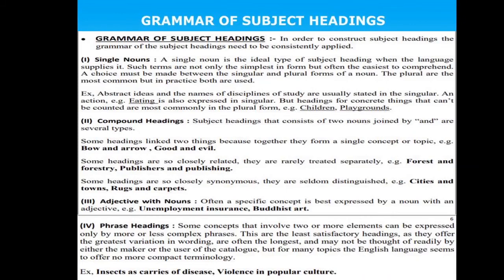Phrased headings: some concepts involve two or more elements that can be expressed only by a more or less complex phrase. The problem is that certain concepts cannot be expressed in a single noun or a single heading. Sometimes, in order to get a clear idea of what the book or the resource is talking about, it is better to use phrased headings. Though they look complex, they ensure clarity. So you see this example, insects as carriers of disease.